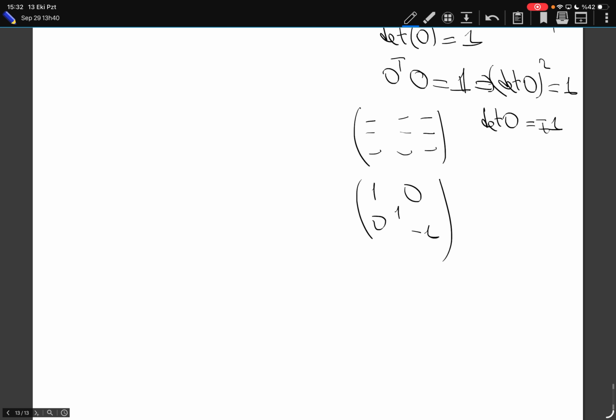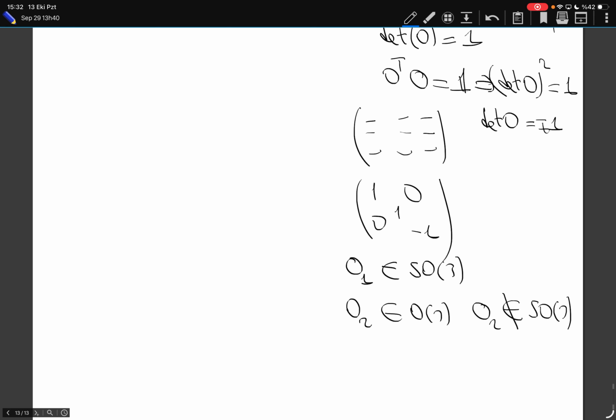Well, if you have, let's say, O1 an element of O3, and O2, which is an element of O3 but not an element of SO3, let me call this matrix P. PO2 will be an element of SO3. So we actually divide it into two sets of equal size, if you like. I have this one connected to identity, this one disconnected from identity, but for each element over here, I can find another one over here.